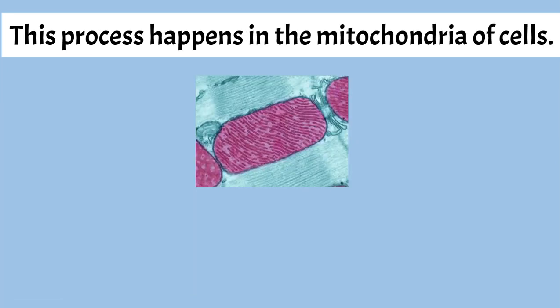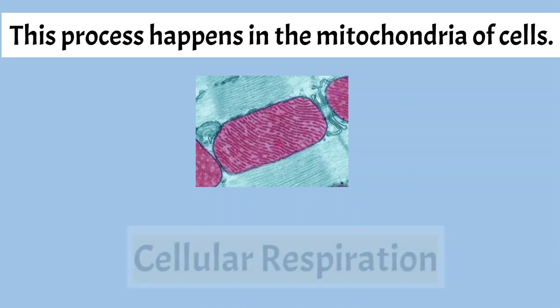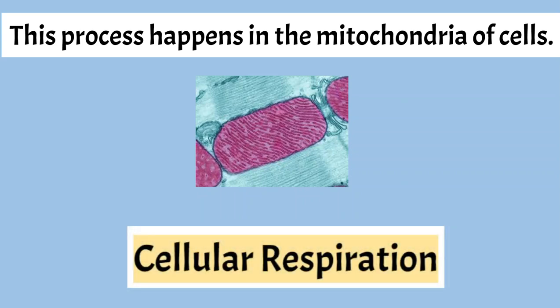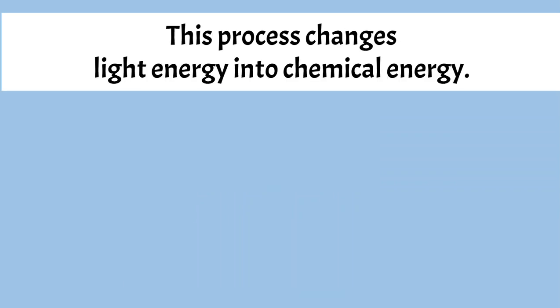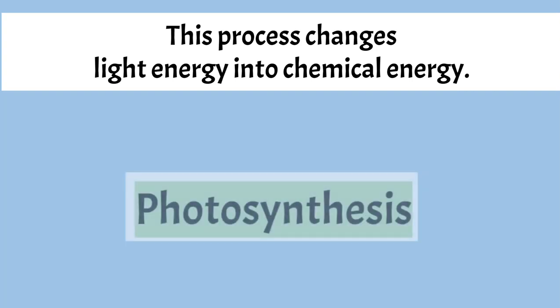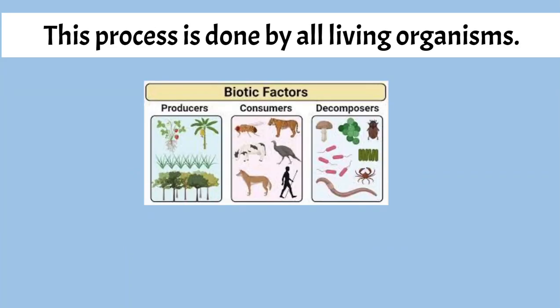This process happens in the mitochondria of the cells. The mitochondria, that's our powerhouse of the cell. And so we know cellular respiration is going to happen in the mitochondria so that it will release our carbon dioxide and our water and a little bit of energy. All right, this process changes light energy into chemical energy. What's the one that changes light energy? Photo is light, so it's going to be photosynthesis.